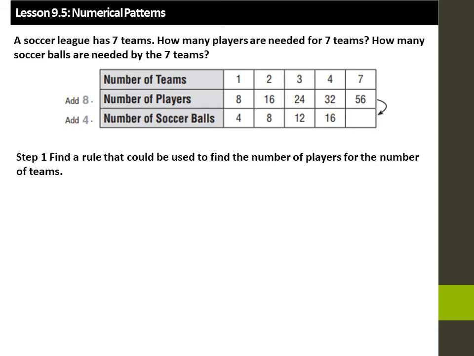In the sequence 8, 16, 24, 32, you add 8 to get the next term. As the number of teams increases by 1, the number of players increases by 8. So the rule is to add 8.